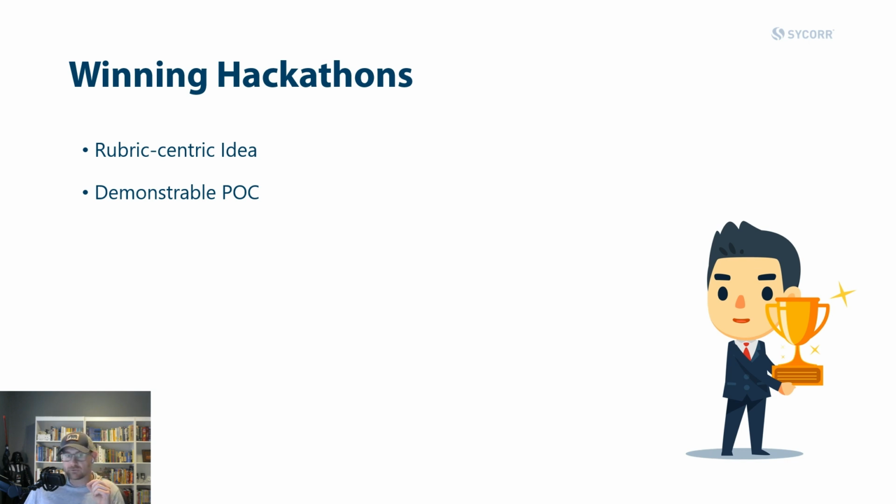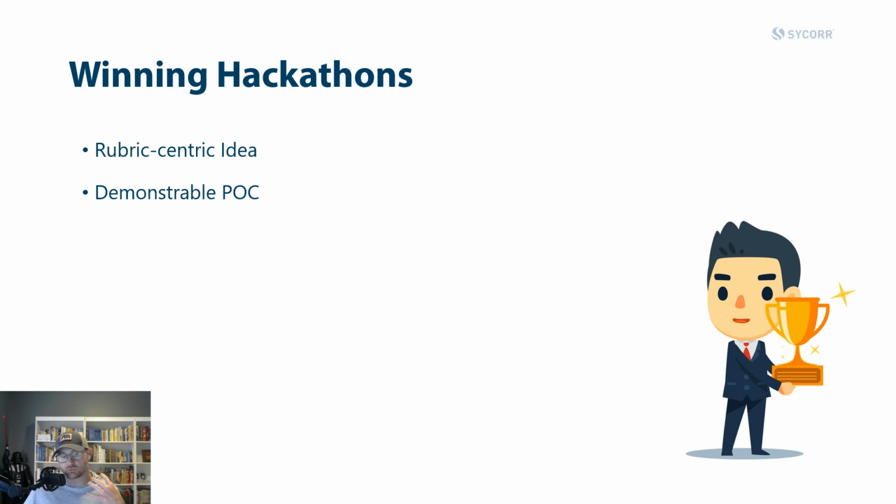I even want to go back to the rubric centric idea. I've seen teams win that had an extremely on point message and idea, with less of a proof of concept than teams that came with extremely strong software offerings but were totally off base. So these definitely are in order of importance, but having a proof of concept is extremely important. This video series is meant to help you get to that proof of concept very, very quickly.